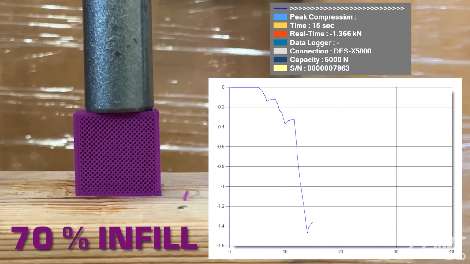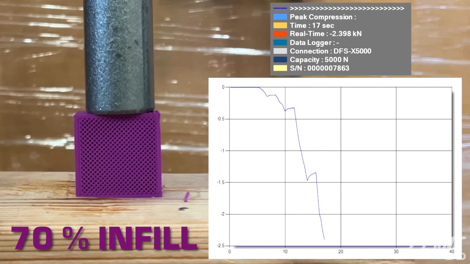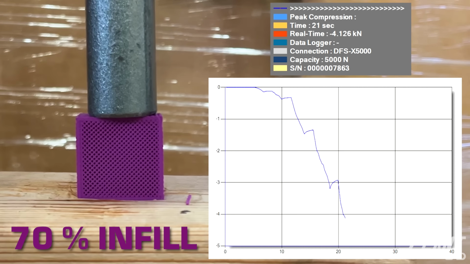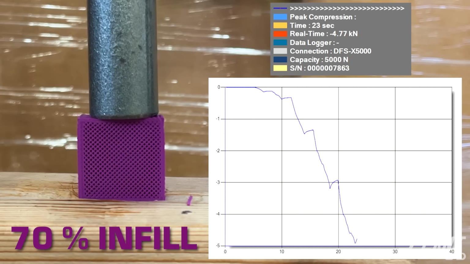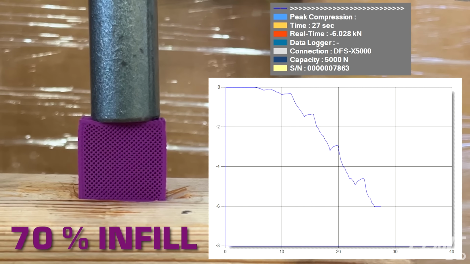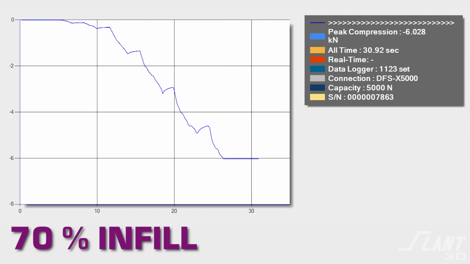Now it's compressing, compressing, very little buckling, almost no buckling whatsoever as it blazes up to 5 kilonewtons. Hitting 5, that's the limit of the sensor at 6 before it completely stops reading anymore. Without full failure of the 70% infill, we hit 6 kilonewtons of force, and again, about 4 newtons is 1 pound.